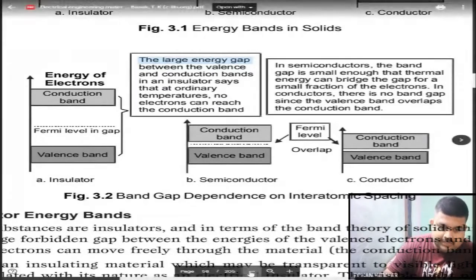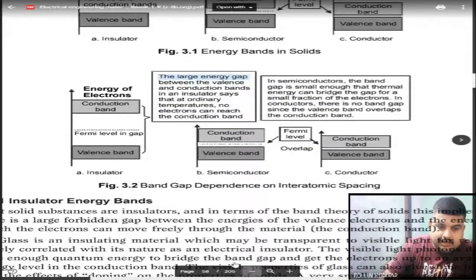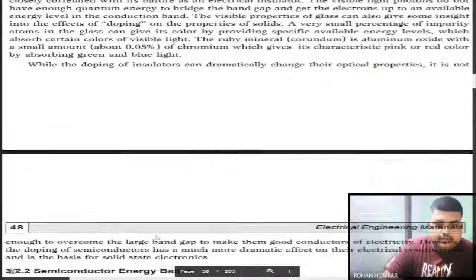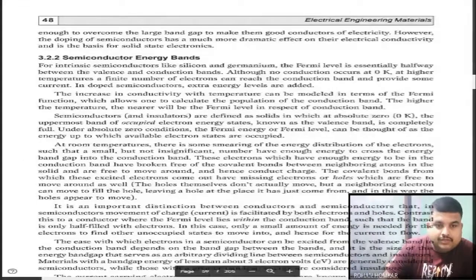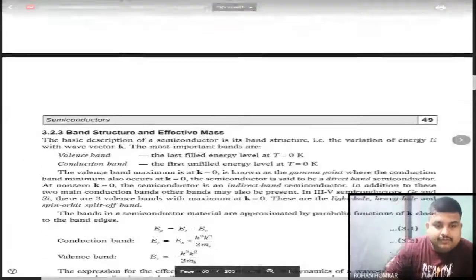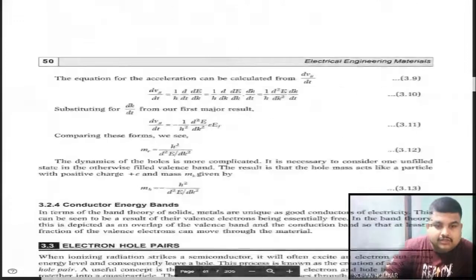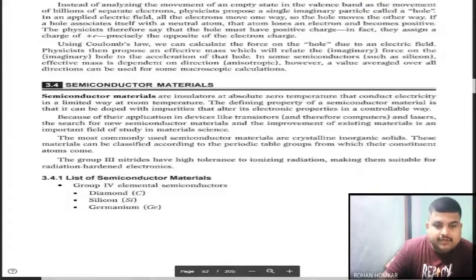Some electrons are called thermally generated electrons, and because of that there is a chance that electrons will go into the conduction band and it will start acting as a conductor. Now let's see what exactly these energy bands are used for, and how they are helpful in the application of semiconductor material. But before that, we must see the structure of our semiconductor material.